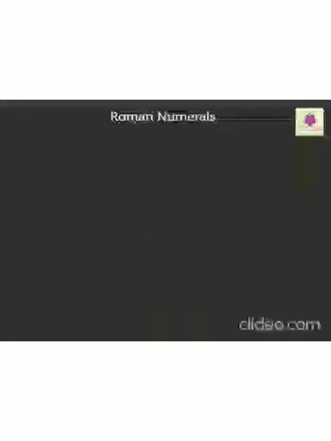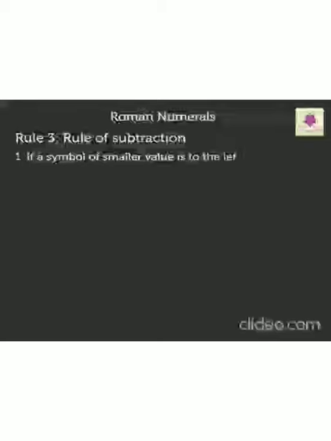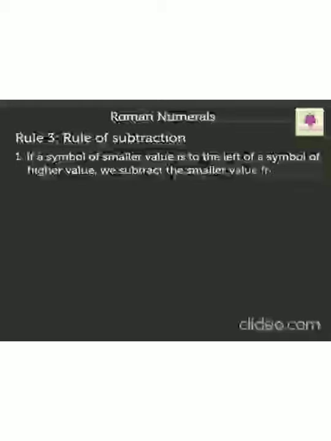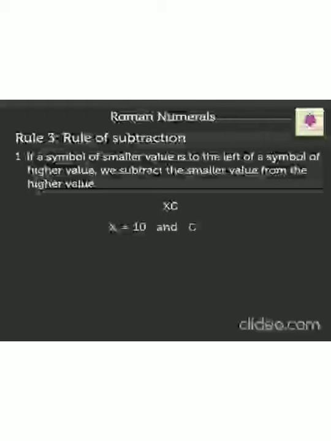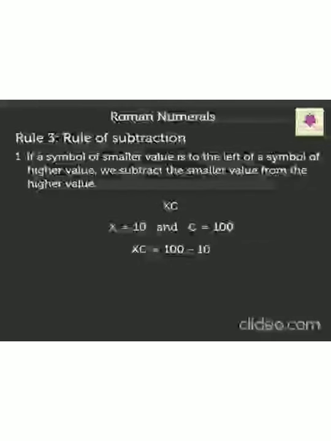Finally, we have the third rule. Rule 3. Rule of subtraction. 1. If a symbol of smaller value is to the left of a symbol of higher value, we subtract the smaller value from the higher value. For example, let us take the number XC. X has a value of 10 and C has a value of 100. So, XC will be 100 minus 10 is equal to 90.